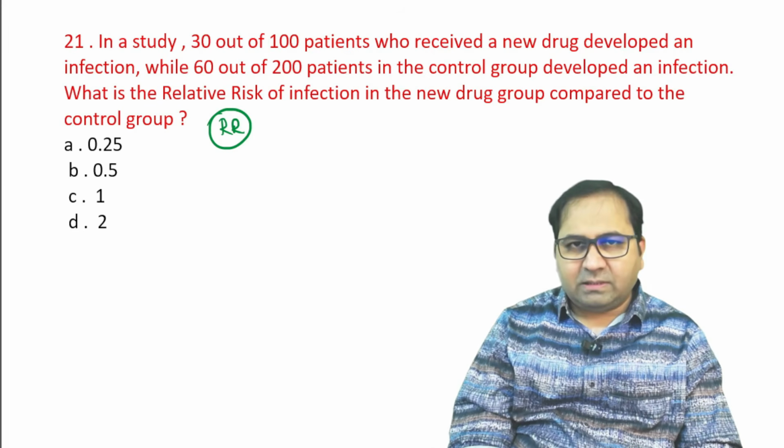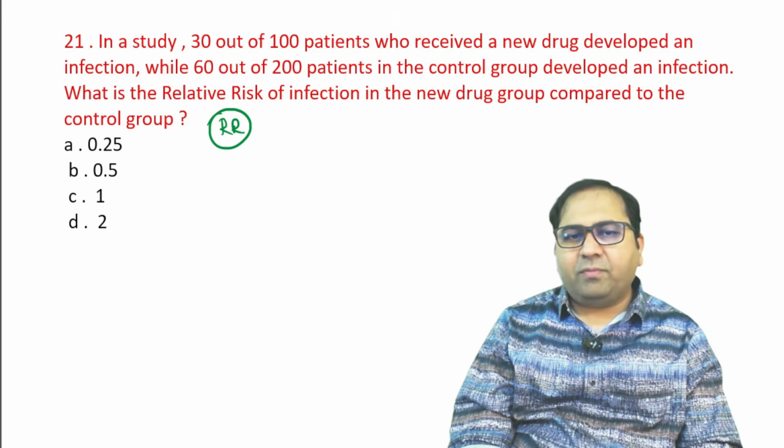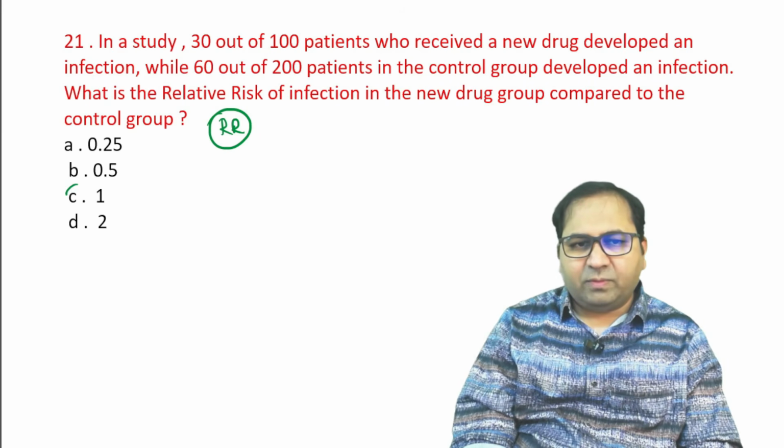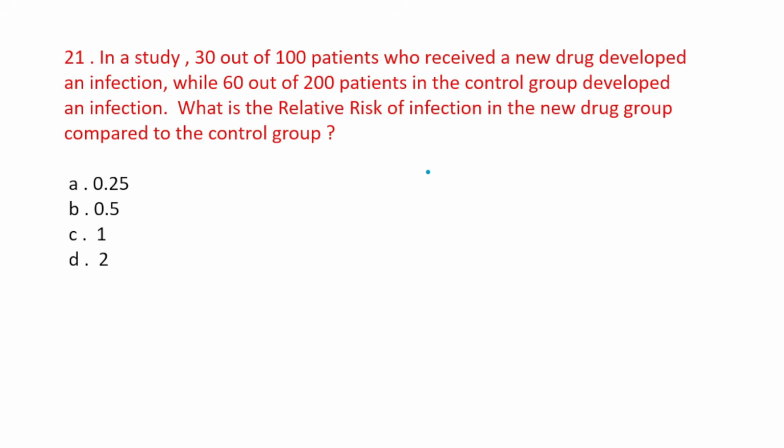In a study, once again let us read the question. 30 out of 100 patients who received a new drug developed an infection, while 60 out of 200 patients in the control group developed an infection. So what is the relative risk? The answer for this question is option number C, that is 1. Now let us see how we have the answer. What is the relative risk of infection is what they have asked.